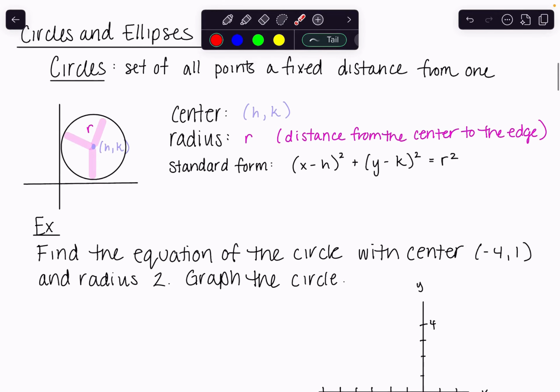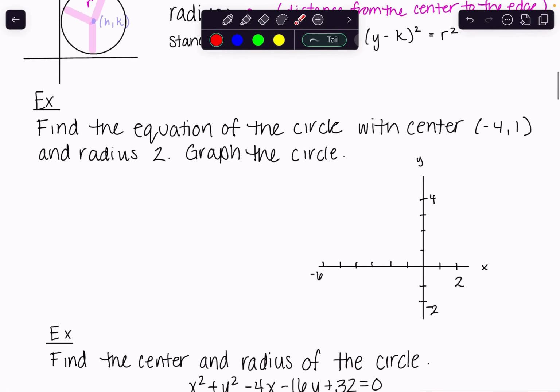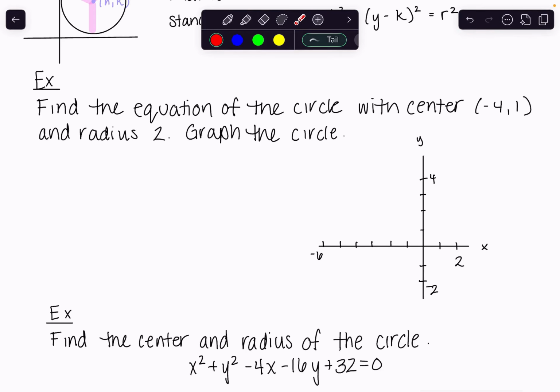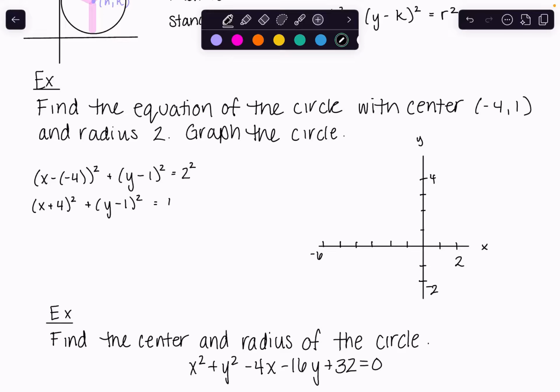So let's try two examples of this. The first is we want to find the equation of the circle with center -4, 1, and radius 2, and we want to go ahead and graph that circle. So immediately I can jump into writing the equation. It is x minus the x coordinate of the center squared plus y minus the y coordinate squared equals the radius squared. So all that happens is the signs are going to change for the center point. So the equation of our circle is (x + 4)² + (y − 1)² = 4.